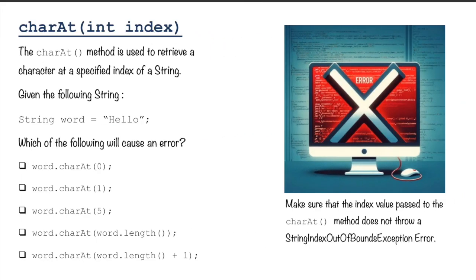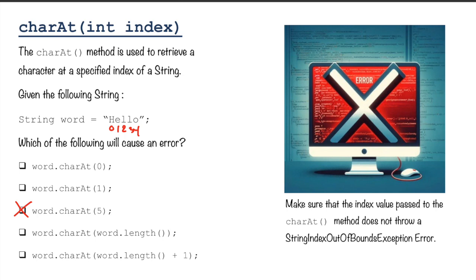And now we want to look at when our code can cause an error using the charAt method. So if you look at the word hello, and it says which of the following will cause an error. Word.charAt 0 is fine. Word.charAt 1 is fine. 2, 3, 4, there is no index 5. That would cause an error.